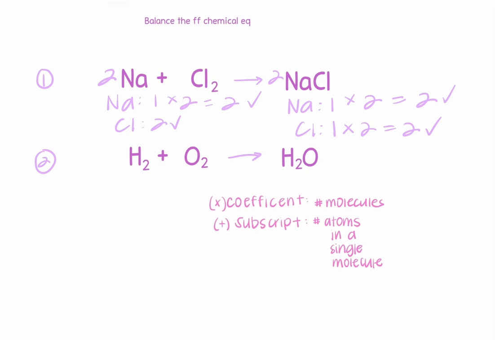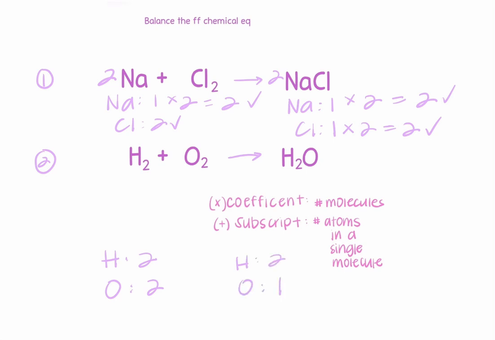And then moving on to the second chemical equation. So we're going to list the same thing. On the left side, we have 2 hydrogens. On the left side, we have 2 oxygens. Now, when we look on the right side, there's 2 hydrogens, which is perfect. However, there's only 1 oxygen here.